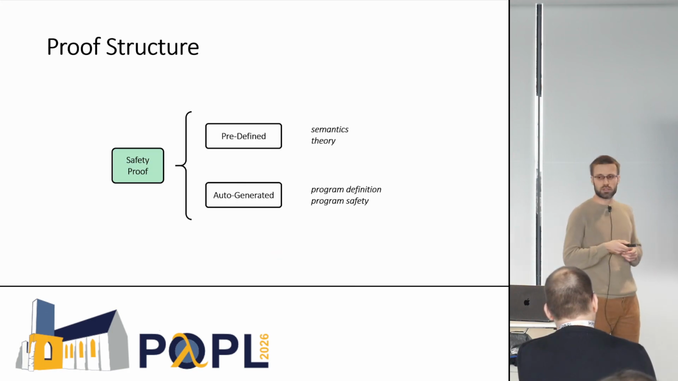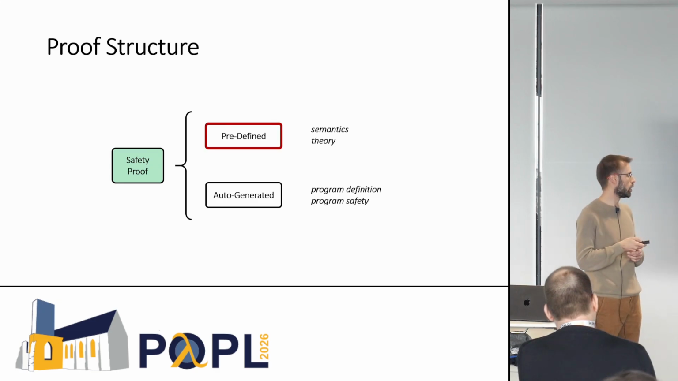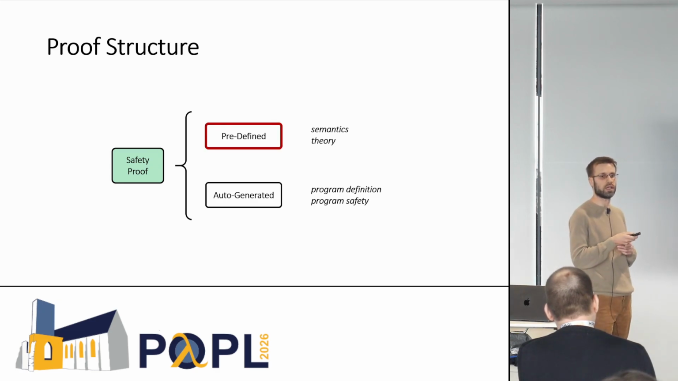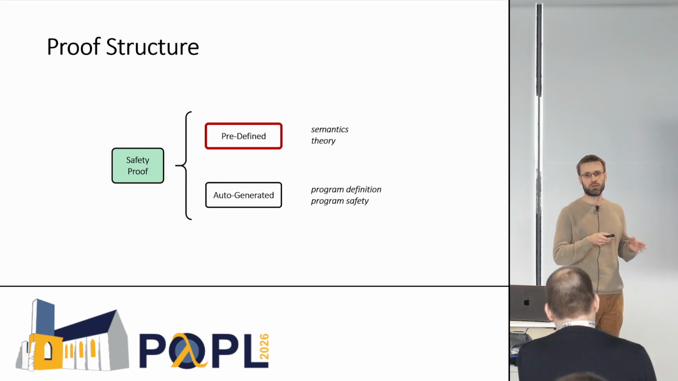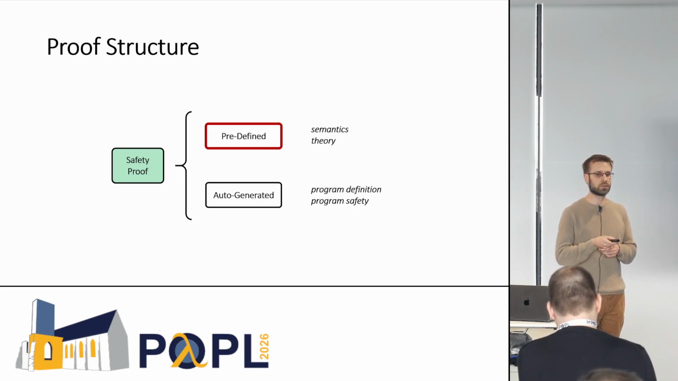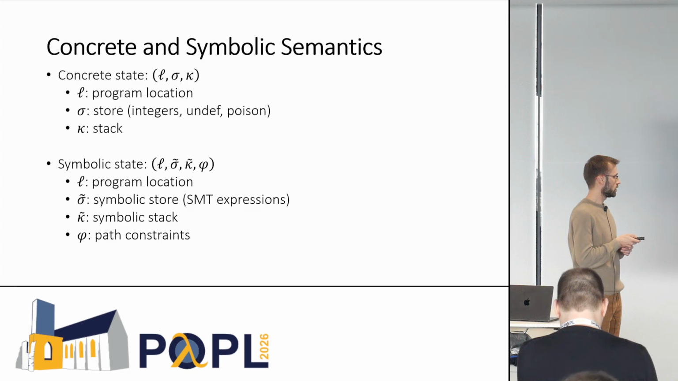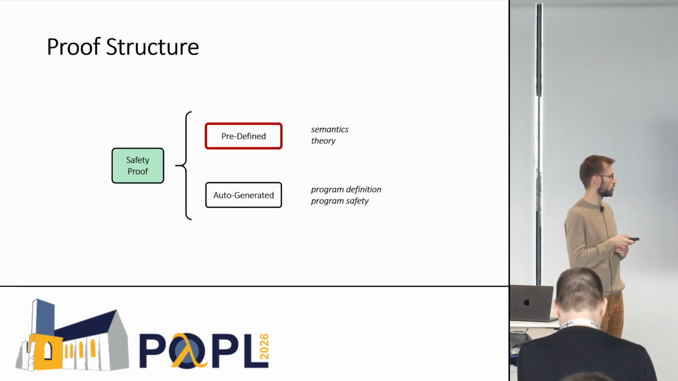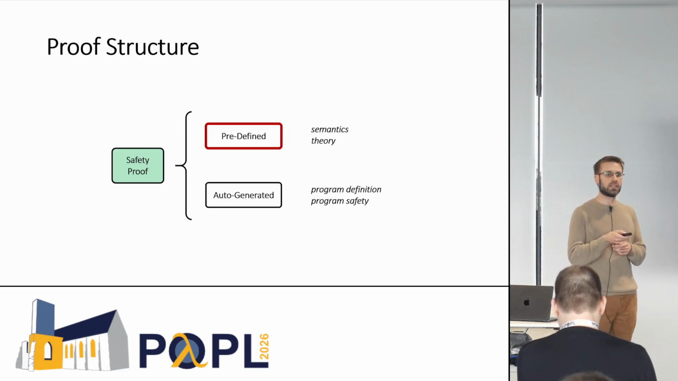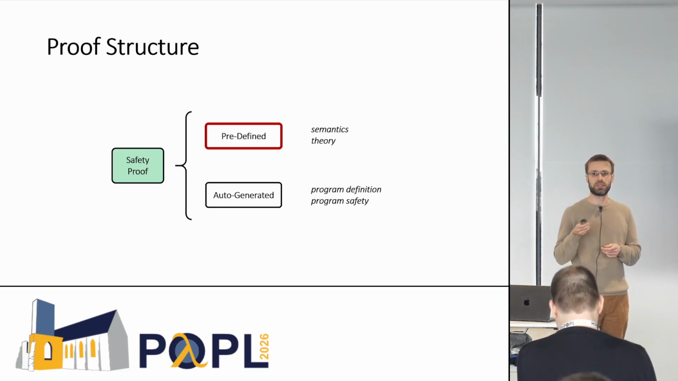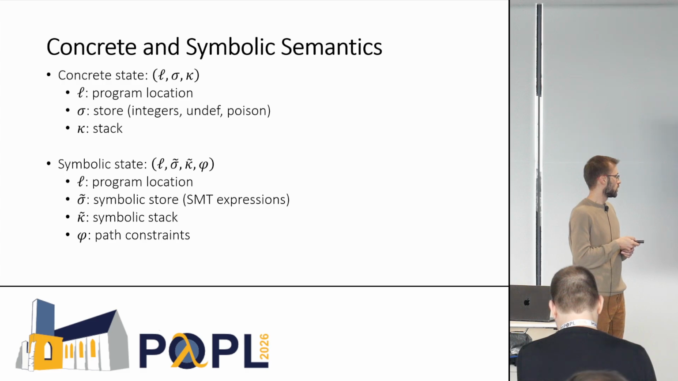So now let's see what is the structure of the proof. At the high level, we have two main sections. We have the predefined section, which contains the semantics and the theory that will help us to prove safety. And the second section is auto-generated by the analysis tool, and it contains definitions and lemmas which are specific to the programs that we analyze. So let's start with the first one.